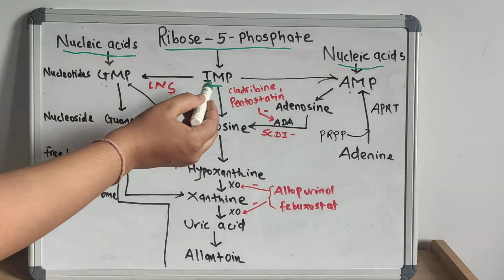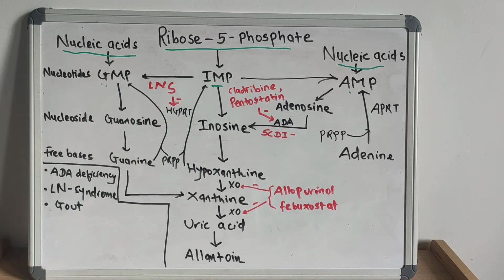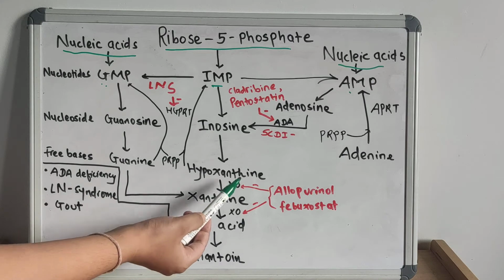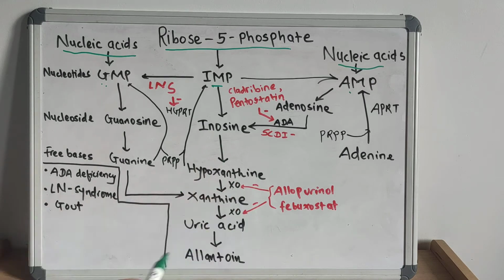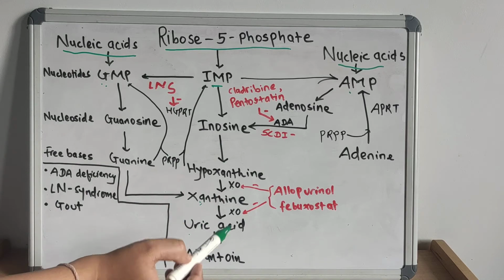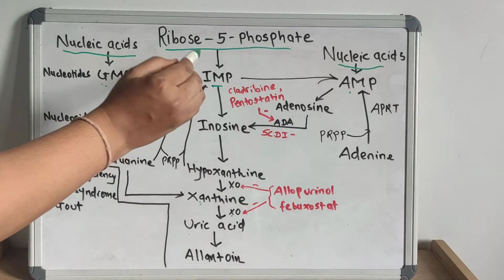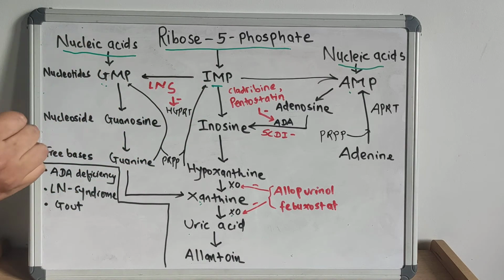Now inosine monophosphate is converted into inosine, then inosine is converted to hypoxanthine, and hypoxanthine, with the action of the enzyme xanthine oxidase, is converted to xanthine, and the xanthine is converted to uric acid by the action of xanthine oxidase, and finally the uric acid is excreted or it can be converted to allantoin. On the other hand, the inosine monophosphate is converted into guanosine monophosphate or adenosine monophosphate.